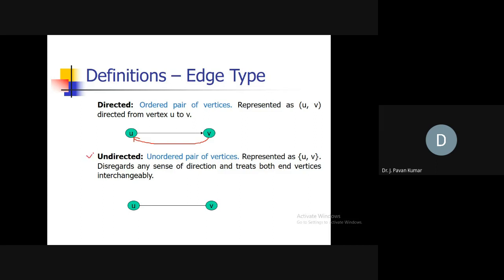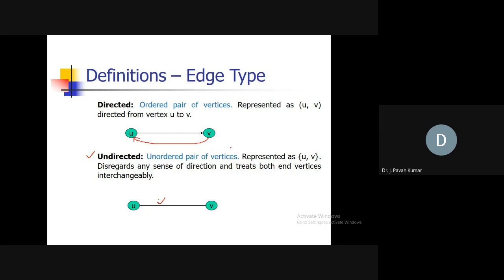Coming to undirected edge, we will not be having any direction to it. So u to v, if there is an edge between u and v, what does it mean? From u to v there is an edge, and v to u there is also an edge. Like that, in both the directions, we can consider an undirected edge. If you consider road connectivity from u to v, the same road we can use to go from u to v as well as v to u, then we can consider this as undirected.